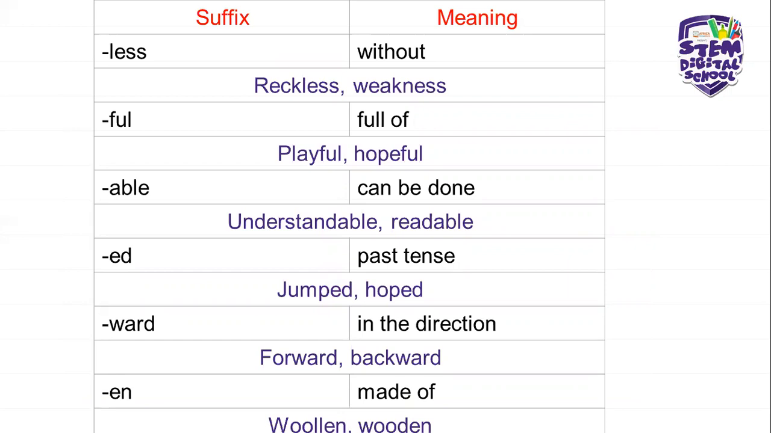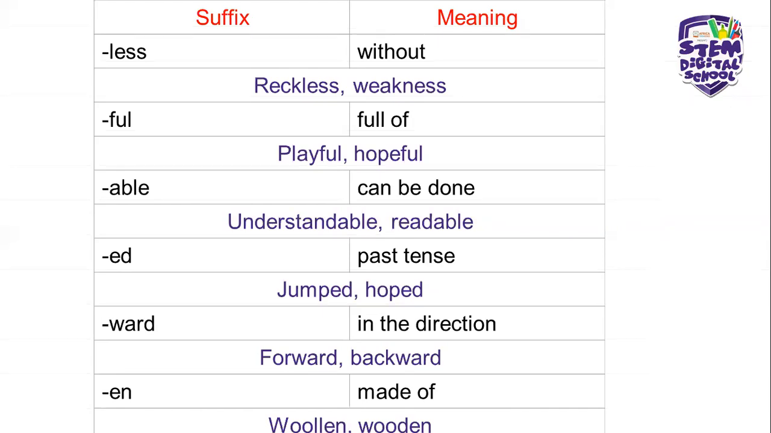Okay, any examples of words with a suffix at the end? I'm just going to go through them again. Full is full of hope, like hopeful, or playful is full of play. Able means can be done, like understandable or readable. It's something that you can do.